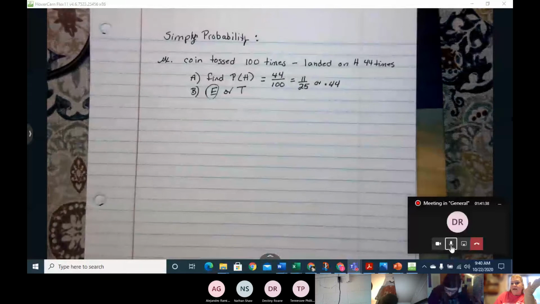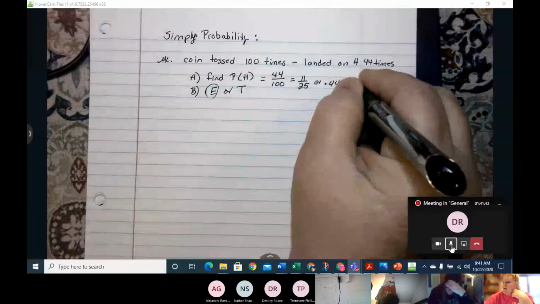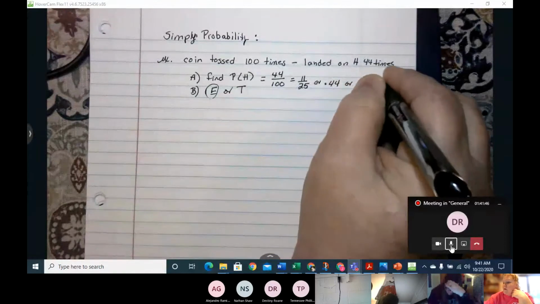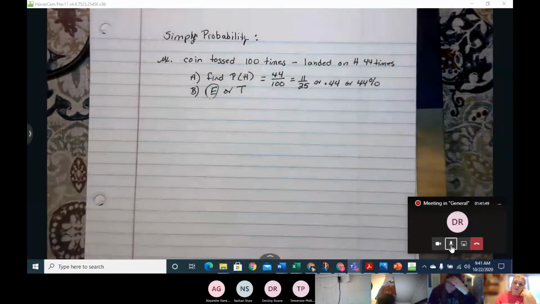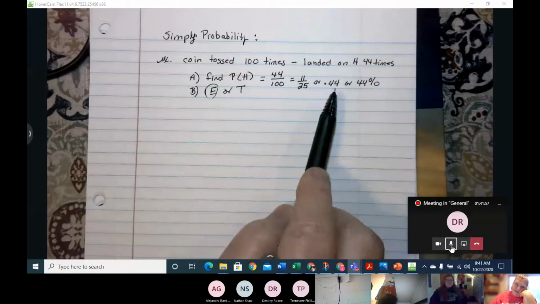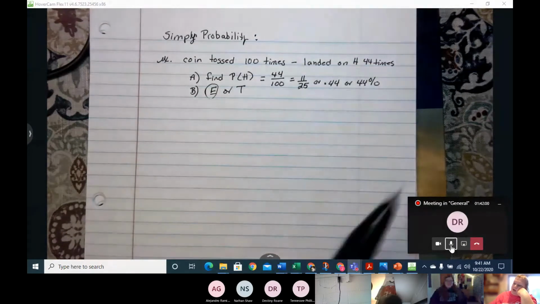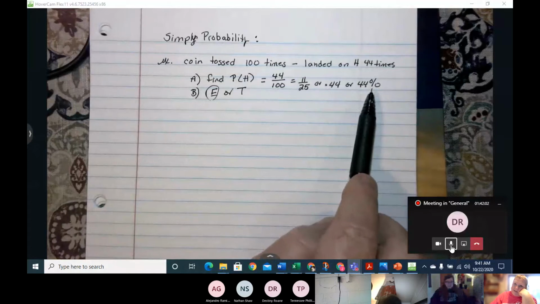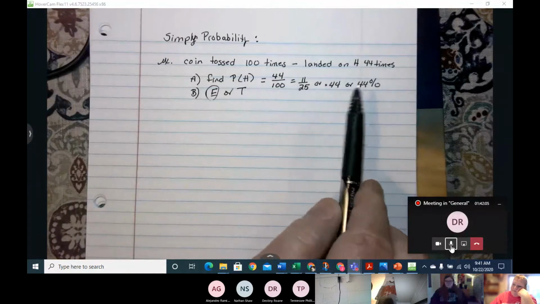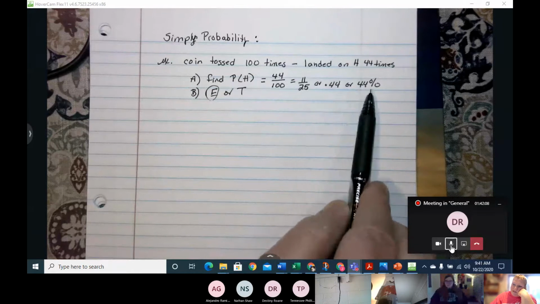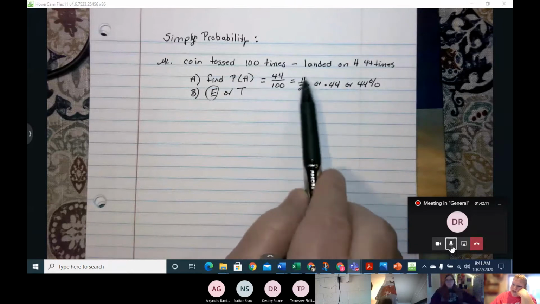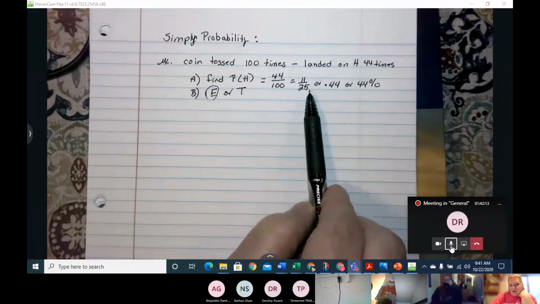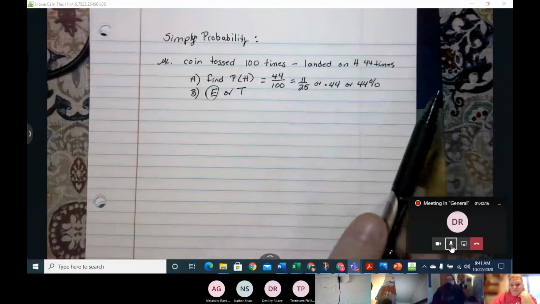If I needed the percent, what would be the percent for that probability? It would be 44%. You don't have to do that every time. It does depend on the problem. Sometimes it will give you instructions to give the answer as the decimal. Sometimes it will give you instructions to give the answer as a percent. But if it doesn't give you those two particular instructions, you will always give that probability as a fraction in lowest terms.